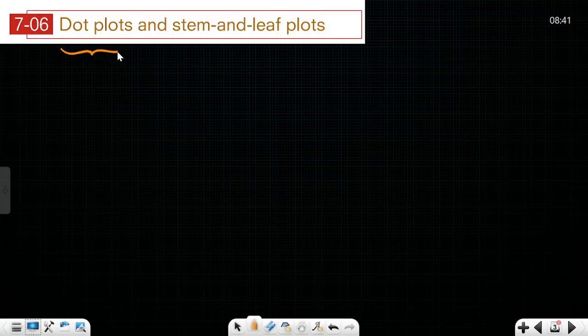706 dot plots and stem and leaf plots. So first we are going to learn about dot plots. I think this is easy only, Akshita.